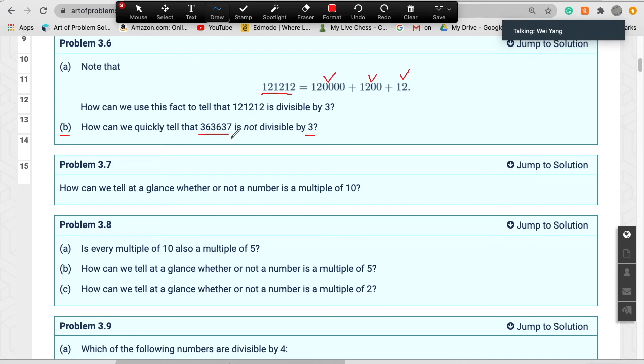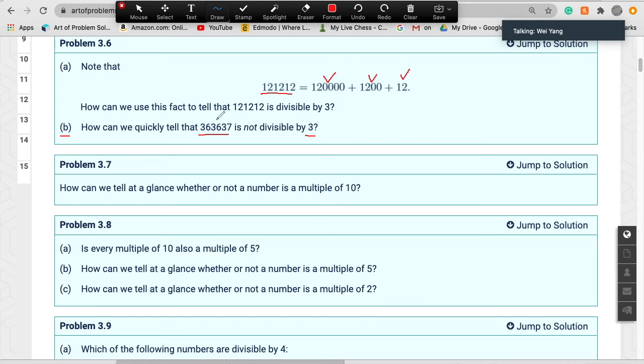3 and 6, these two digits are definitely divisible by 3. The only last digit, 7, is not divisible by 3. If this number is divisible by 3, all these digits should be divisible by 3. Because we already have 3, 6, 3, 6, 3 is divisible by 3.